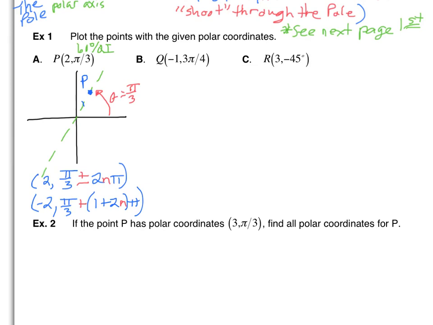Any issues with that? We're going to keep doing it. Repetition, repetition, repetition. So let me put a squiggly line through here. All right, so then let's go ahead and plot Q. Q this time has a -r, and it's got the angle 3 pi over 4. What degree is 3 pi over 4?